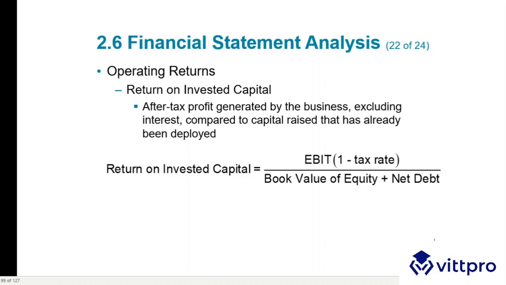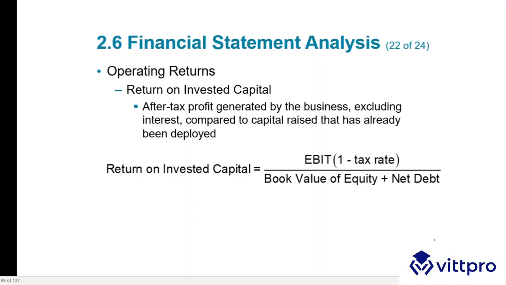but after the taxes. So earnings before the interest, but after the taxes. And we divide that by the book value of equity, I mean the amount invested into the business, plus the debt. How much is it? Net debt. Net debt is, the formula for net debt is debt minus the cash, basically the enterprise value, right? So that is the formula for calculating return on invested capital.